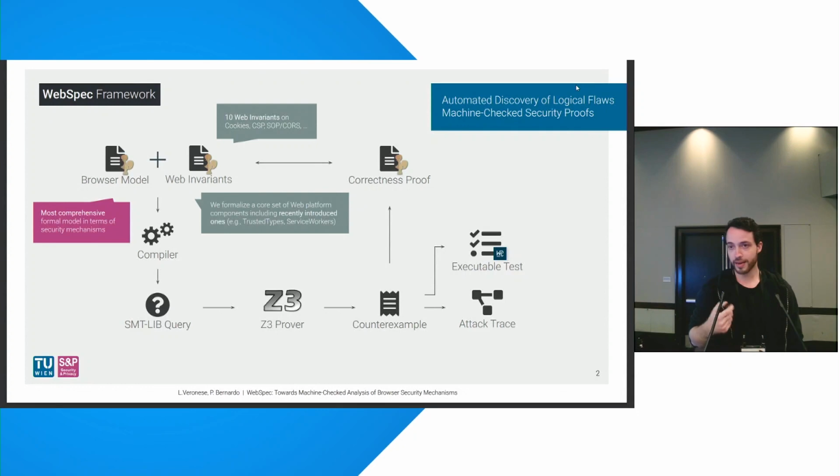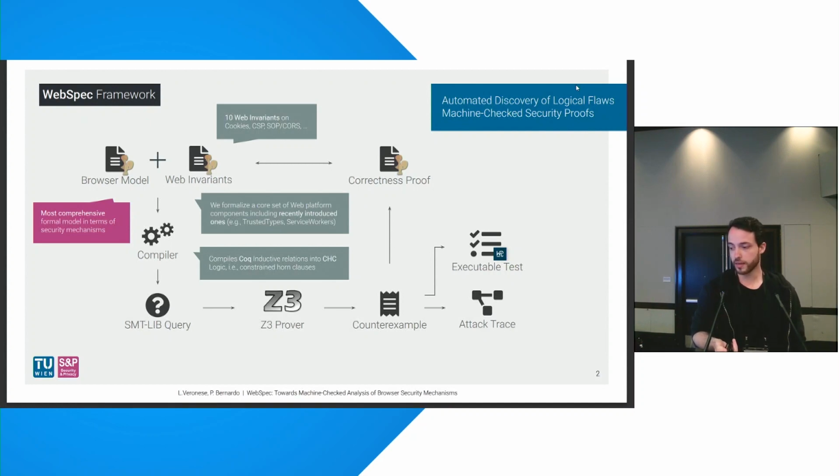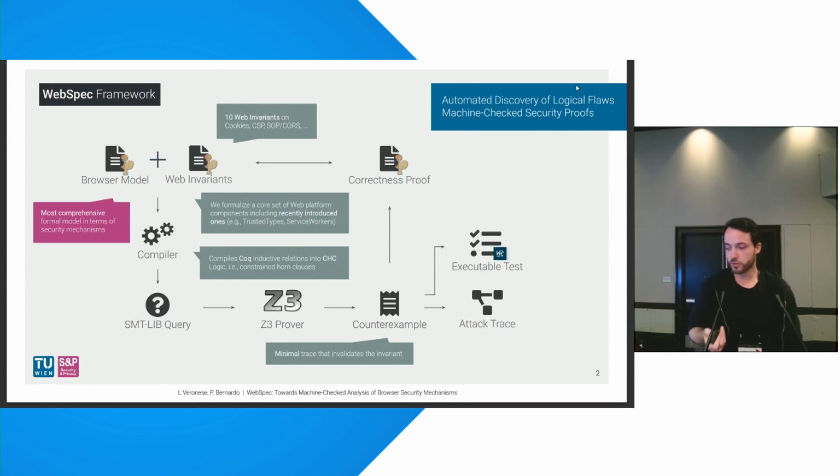On this model, we define 10 of the web invariants I mentioned before on cookies, CSP, SOP, and CORS. WebSpec includes a lot of automation in terms of a toolchain that allows us to compile the model and our invariants to constrained Horn clauses for model checking with the Z3 theorem prover. When Z3 finds a counterexample, the counterexample is minimal by the algorithm that is used within Z3. With this minimal trace that is composed of events that map one-to-one to browser actions, we can display an attack trace in a human-readable form, since these browser actions are the minimal ones that allow to violate the invariants.